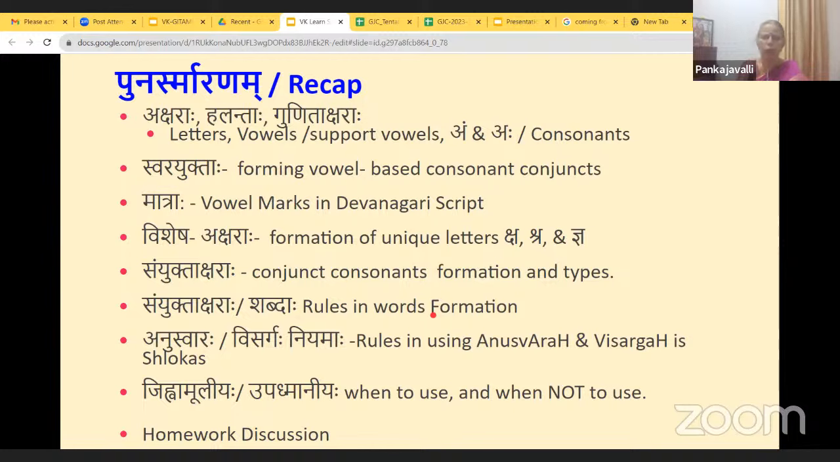You have to know a lot of Sutrani. You have to really revise them. Only then you know the Utpatti Sthanani of all these Aksharaha, Gunita Aksharaha, Swarayuktaha, and Vishesha Aksharaha, Sayukta Aksharaha. All of the letters can be learnt well. Jivamooliya, Upadhmaniya, everything. If you know the Sutrani, then you are done with learning this. So this course will be a complete course. You know all the Sutrani by heart.